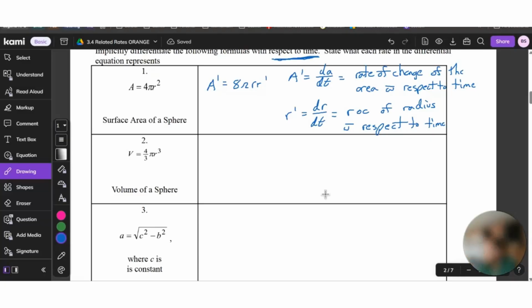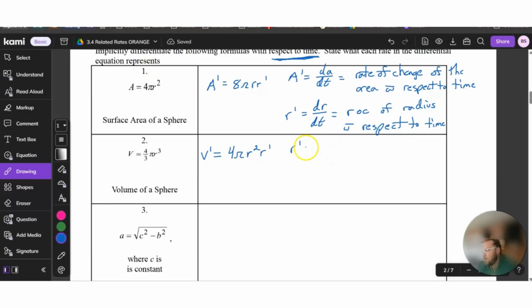What's the next one? Volume of a sphere. What would the derivative of that be with respect to time? Yep. The 3 comes down. Does it cancel with anything? Yeah, the 3 on the bottom, right? So we can say just 4 pi r squared r prime. Remember, you still have to take 1 away. So instead of the exponent 3, it becomes r squared and then r prime.